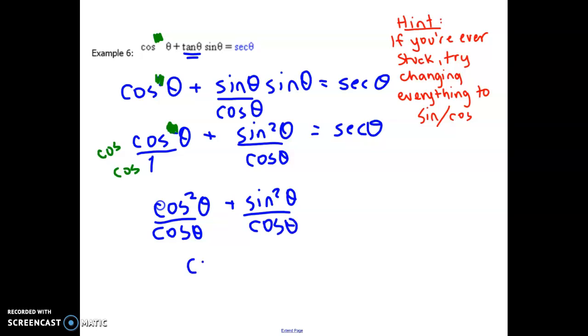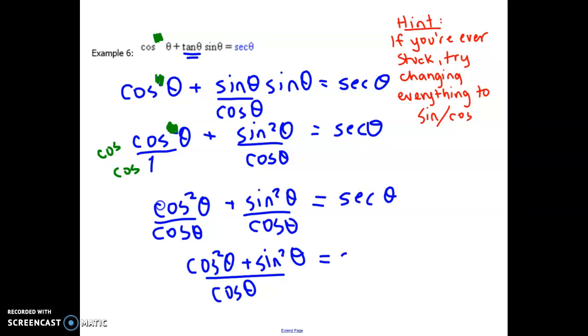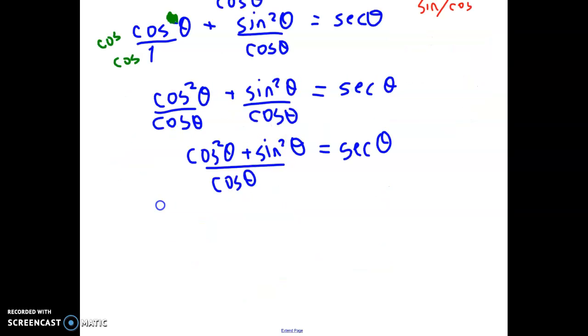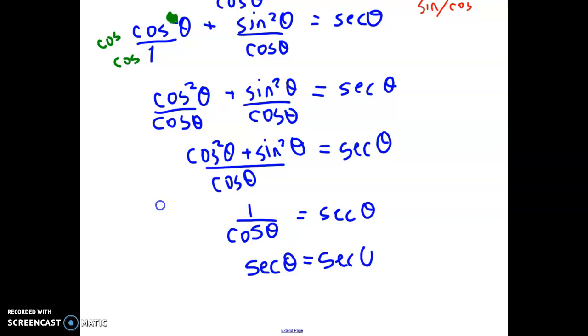So if I add them together, we get cos squared plus sine squared on the top over cos on the bottom. And remember, we're trying to get secant. So is there anything here that looks familiar? Cos squared plus sine squared equals 1. So I'm going to trade cos squared plus sine squared, and I get 1 over cos. Now 1 over cos, does that look familiar? What is 1 over cos? Secant, right. So that means that we get secant equals secant, which is QED, the end.